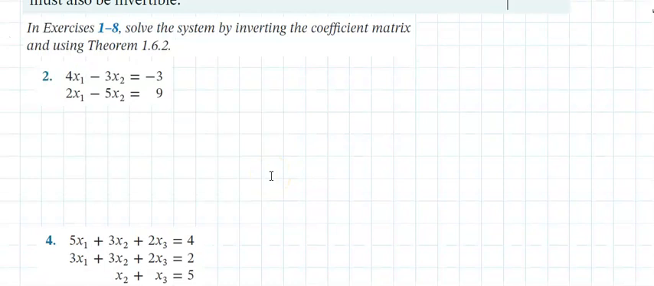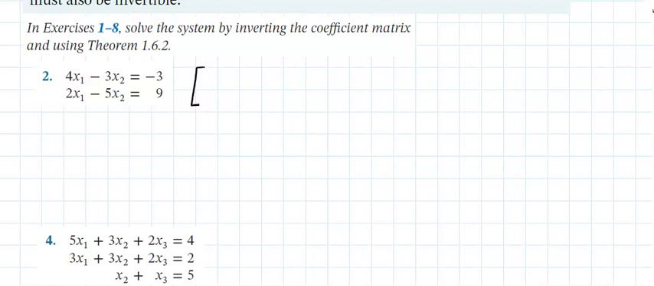So in this section, we're going to focus on inverse, invertible, and using that to find a solution. Here's a system of equations. It says solve the system by inverting the coefficient matrix and using theorem 1.6.2. On your exam, I'm not going to say theorem 1.6.2 because then you wouldn't know what that means. I would say solve the system by inverting the coefficient matrix and using the matrix equation or inverse equation. I'll talk more about that in class. For now, let's write this out.